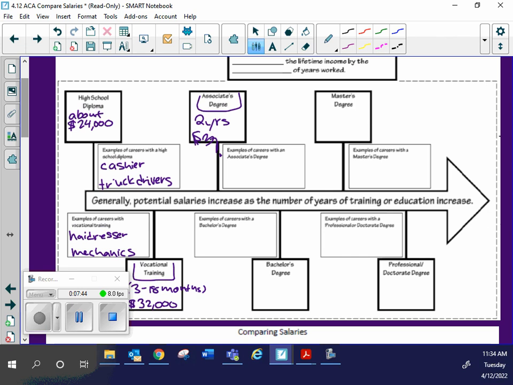So examples of bachelor's degree. If you're a computer programmer.